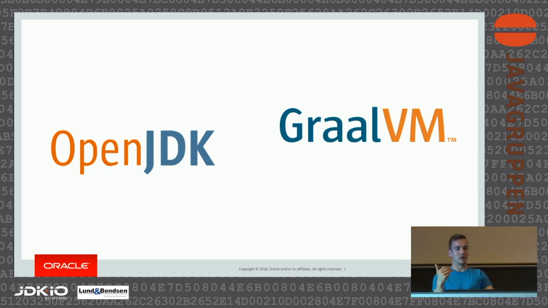OpenJDK, for example, picks the Graal compiler as the JVMCI compiler in Java 10 and further, right? So they use a piece of technology developed in GraalVM. GraalVM imports HotSpot JDK, OpenJDK, as a platform. So we would like both to succeed, but we're going in a little bit different directions.